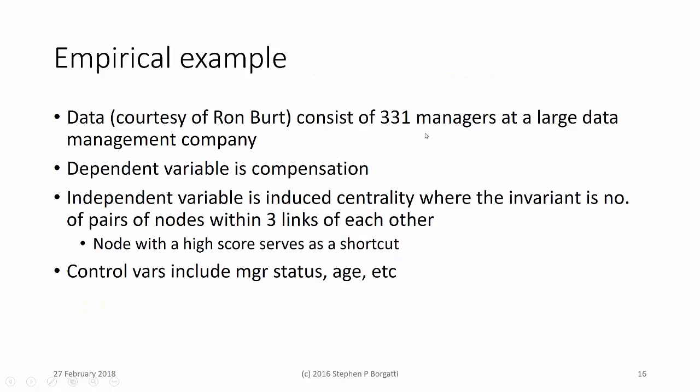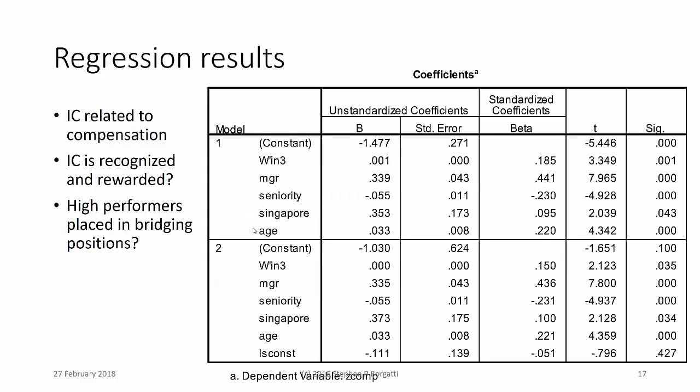So actually, here's our DB code data. And I created an induced centrality measure using the invariant to be the number of pairs of nodes in the network that are within 3 links of each other. So I'm figuring that the bigger that number is, the more communication there is, the more flow of information there is that's useful. More than 3 links, who cares? But within 3 links is important. So what we're saying here is that some node with a high score serves as a shortcut. They're making other people be only 3 links away. Without that node, they might be 5 links away or 6 links away, but that node is helping bring people together. So I run a regression.